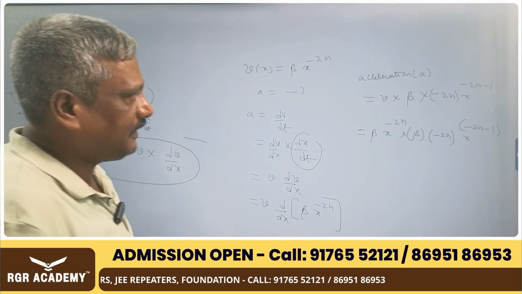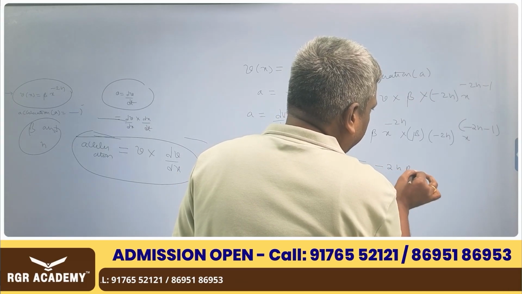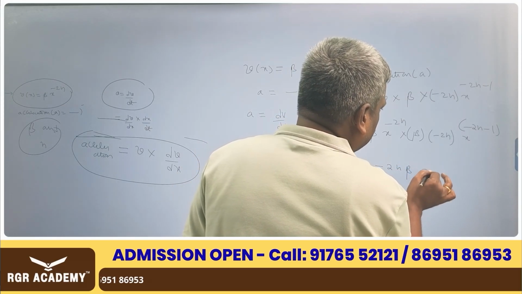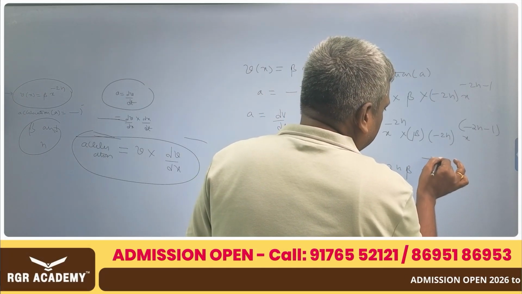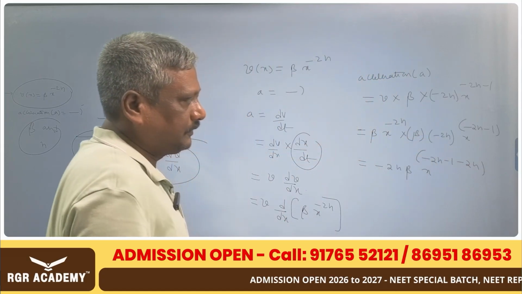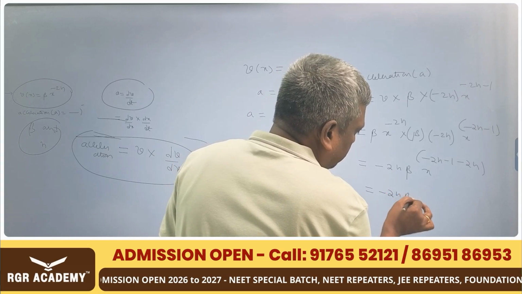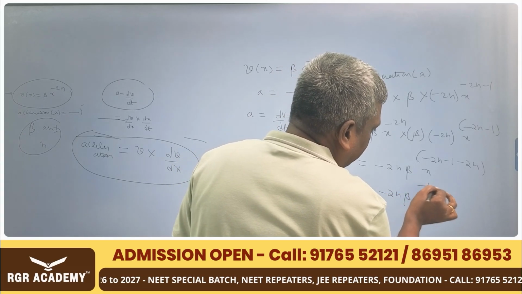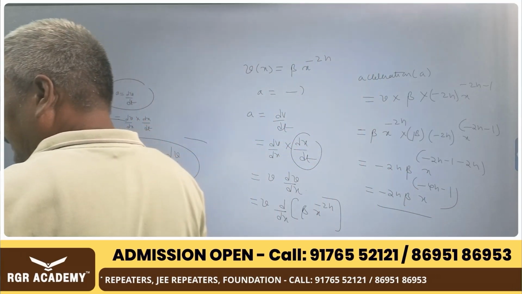What happened finally? This value becomes what? Minus 2n beta into x power what? Minus 2n minus 1 minus 2n. Finally, what happened? This value becomes what? Minus 2n beta into x power minus 4n minus 1. Right.